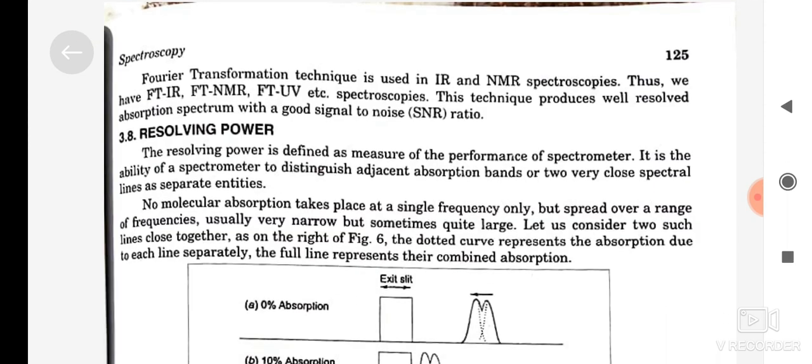The Fourier transformation technique is used in IR and NMR spectroscopy. Thus, we have FTIR, FTNMR, FTUV, etc. spectroscopies. These techniques produce well-resolved absorption spectra with a good signal to noise (S/N) ratio.